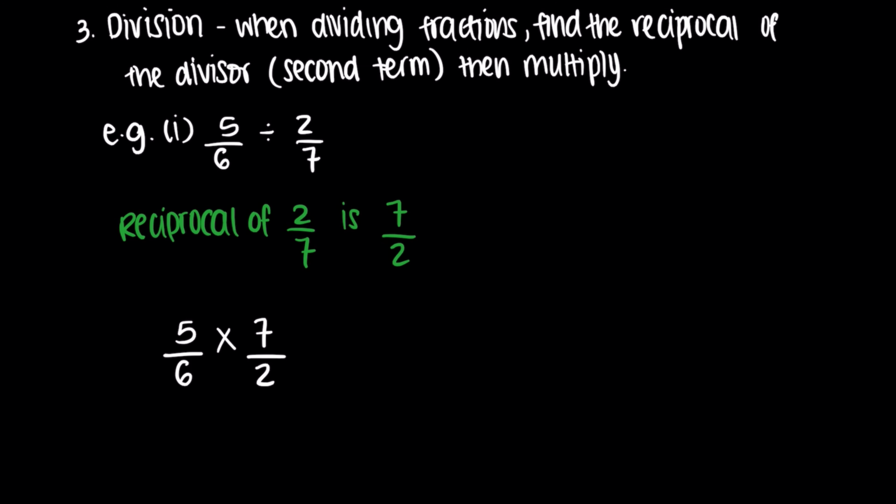When we multiply, there's nothing to simplify vertically or diagonally. So now we just multiply numerator by numerator. So 5 multiplied by 7 all over 6 multiplied by 2, which gives 35 over 12.